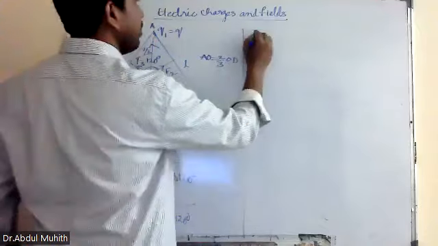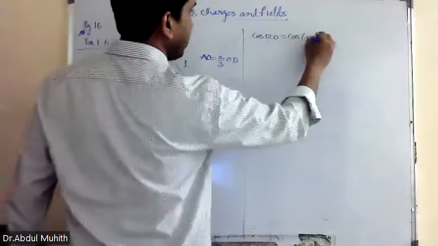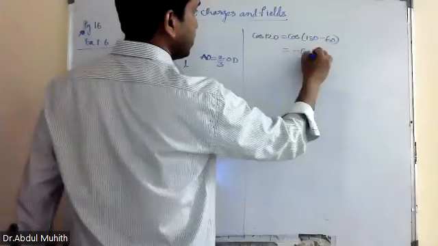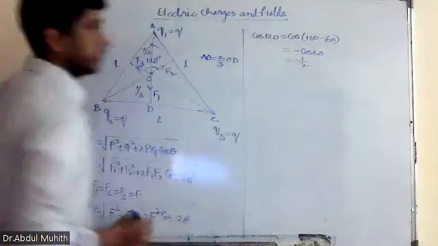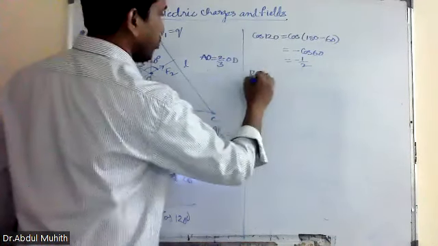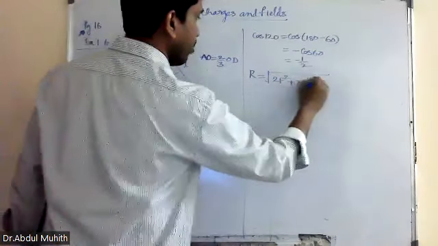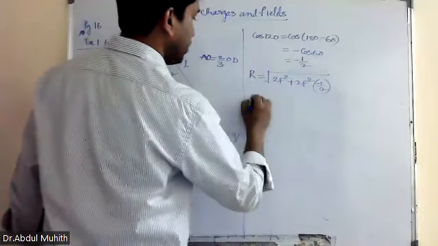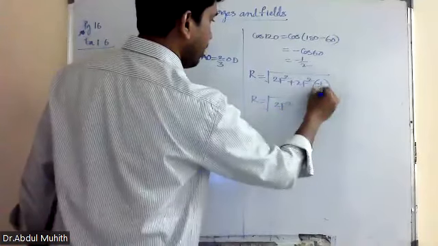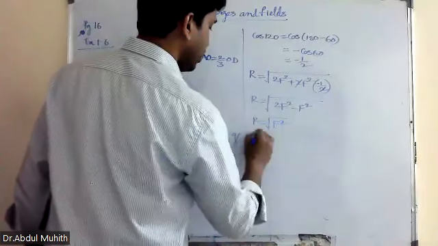Cos 120 can be written as cos of 180 minus 60, which is equal to minus cos 60. That is equal to minus 1/2, right? Yes, sir. We are going to substitute that. R equal to under root of F square plus F square plus 2F square into minus 1/2. So R is equal to under root of 2F square minus F square, which is under root of F square. R is equal to F.